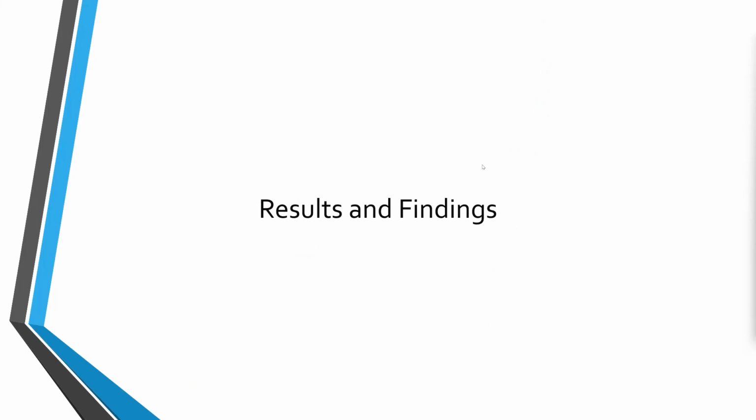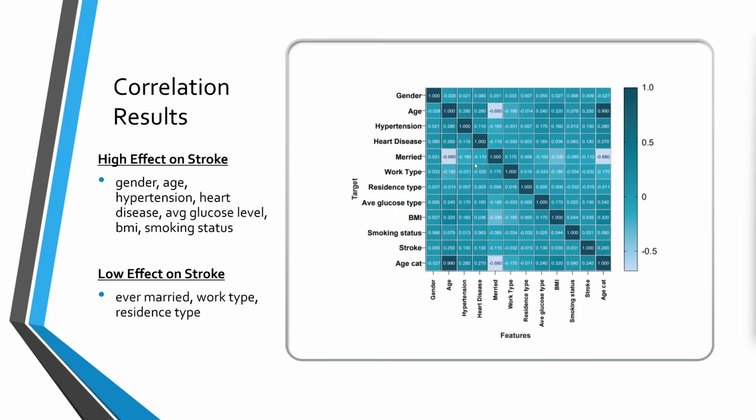Now on to the results and findings. First, the results. The research created a correlation matrix, and found that gender, age, hypertension, heart disease, average glucose level, BMI, and smoking status had high effects on stroke. Next, they looked at which predictors had a low effect on stroke, and those are ever married, work type, and residence type. As you can see, for the high effect, age has an effect of 0.99. That's a really high correlation to stroke. Ever married, on the other hand, has a negative 0.68, and that is weakly correlated to stroke.